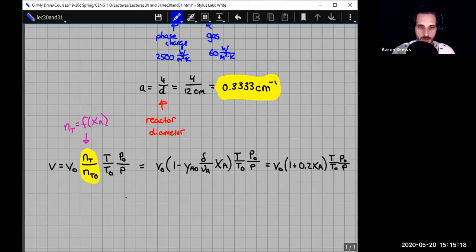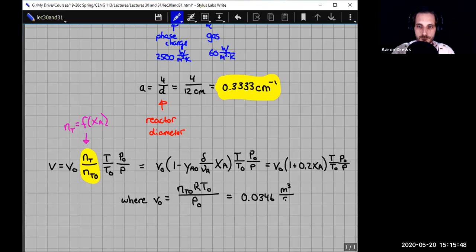And then the inlet volumetric flow rate can be calculated from our ideal gas law as whatever the total coming in was times our T naught divided by our inlet pressure, which, if you want to throw some numbers in there just so that you don't have to carry them around later, you could calculate this as 0.0346. And this is in cubic meters per second.